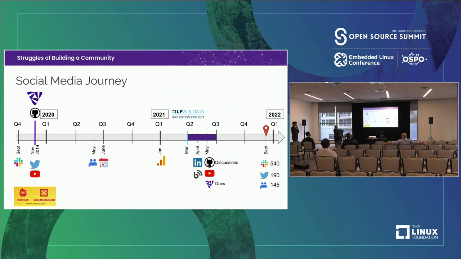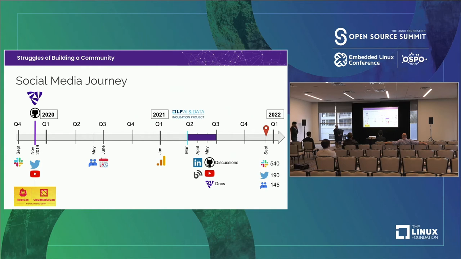We decided to do something with our numbers: how do we get better? How do we improve what we're seeing here? So we started a discussion group on LinkedIn. We published a Flight blog. We started to form a bit of a community on GitHub Discussions to supplement our Slack community. We also started to improve our YouTube SEO.